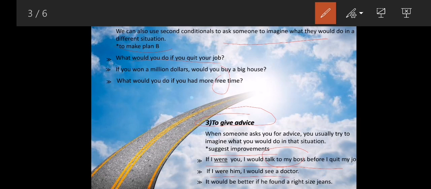If I were him, I would see a doctor. I can see that he is ill, and I'm giving advice here. He should see a doctor. He had better see a doctor here.